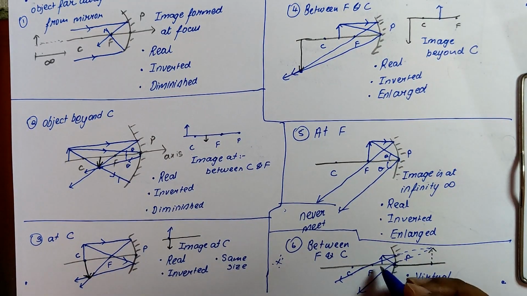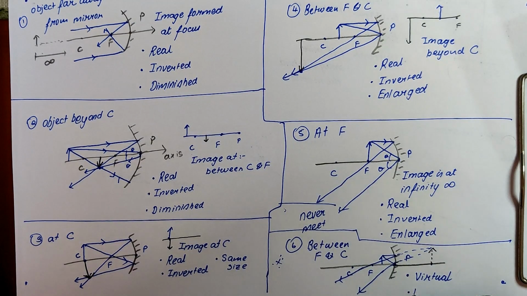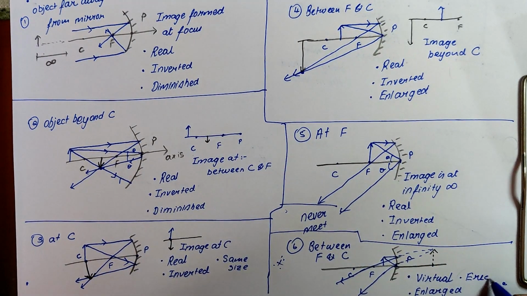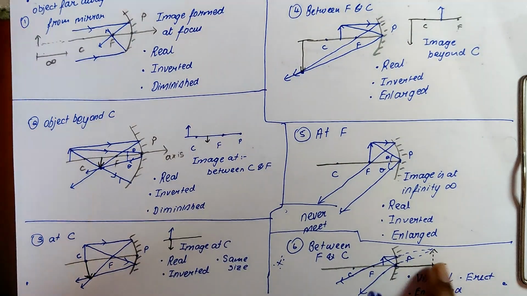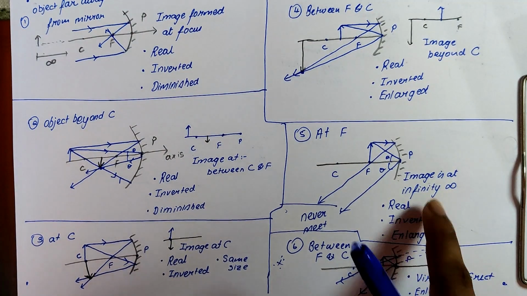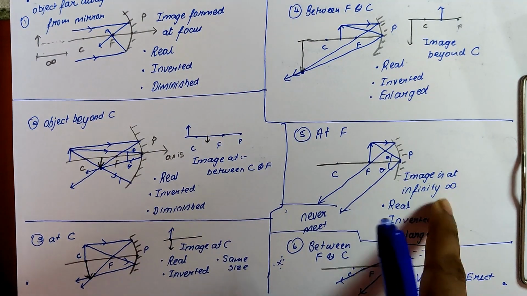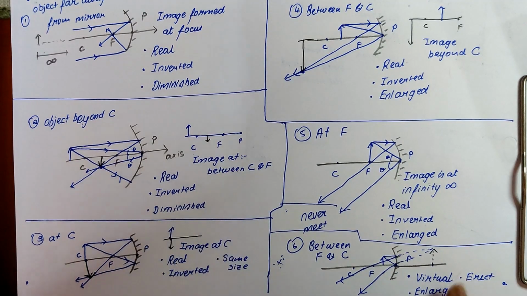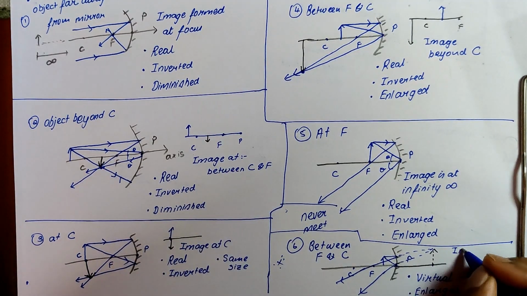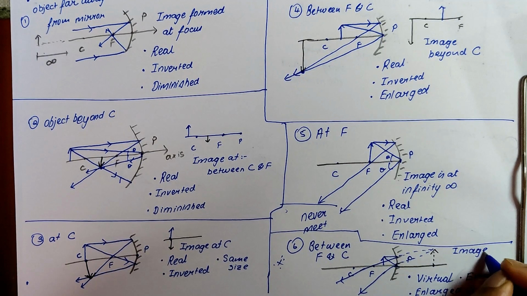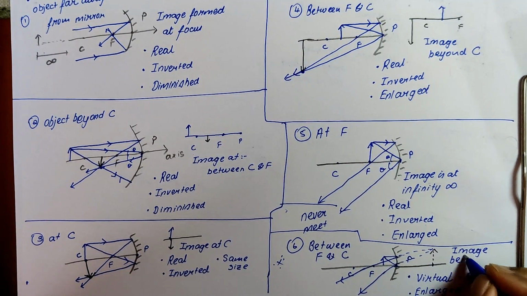We also know that the size of this is enlarged, and it's erect. Right. We know it's virtual, we know it's erect, we know it's enlarged. But where is the position of the image? We have seen image at infinity, we have seen image between C and F, but here the image, we will say, is behind the mirror.